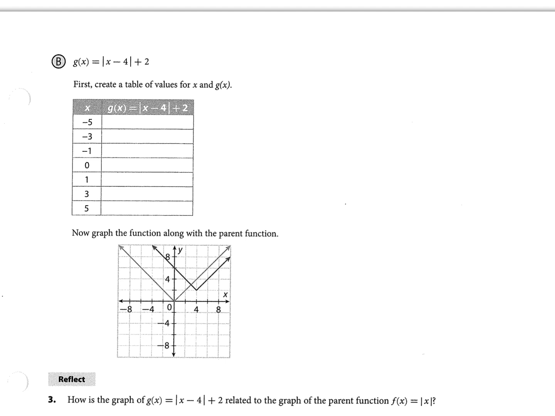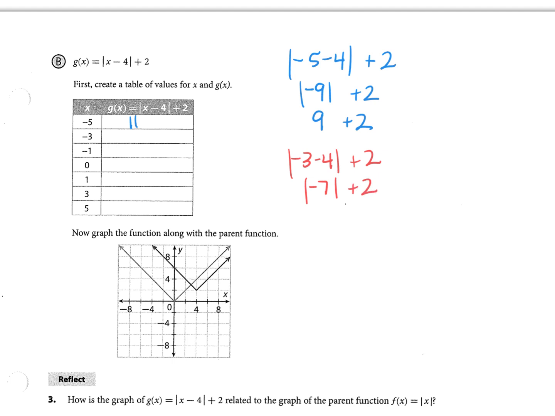G of x equals the absolute value of x minus 4 plus 2. First create a table of values for x and g of x. If I plug in -5 minus 4 plus 2, this would end up with -9, and the absolute value would be +9. 9 plus 2 is 11. Then we'll try -3 minus 4. -3 minus 4 is -7. Absolute value turns it to +7, and 7 plus 2 is 9.